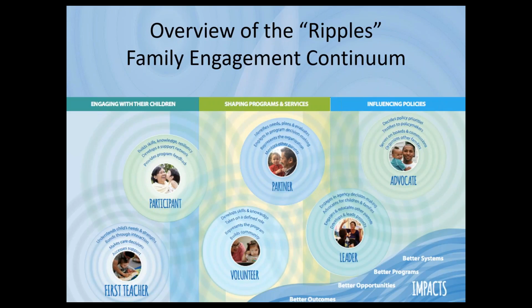So we compared the results from each of these research processes, and what we found was a similarity: both the organizations and the families were describing a process of traveling along a continuum, starting with the first touch with an organization, which often might be as a participant in a support group or a workshop or in receiving information, along the way to being an advocate and a leader for systems change. So as you can see from this slide, we divided the continuum into 3 main categories: engaging with their children, shaping programs and services, and influencing policies and systems. Next slide.